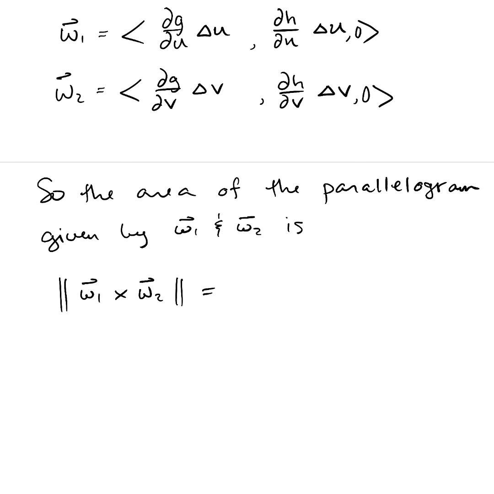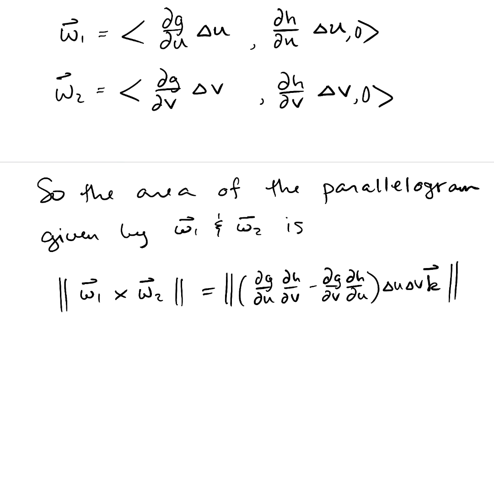That vector will have only a k component, so that vector is pointing straight up. You guys know that. When you cross two vectors in the xy plane, it points straight up. When the dust settles, the cross product of those two vectors, W1 and W2, comes out to dg du dh dv minus dg dv dh du, all times delta u delta v, all in the k direction.